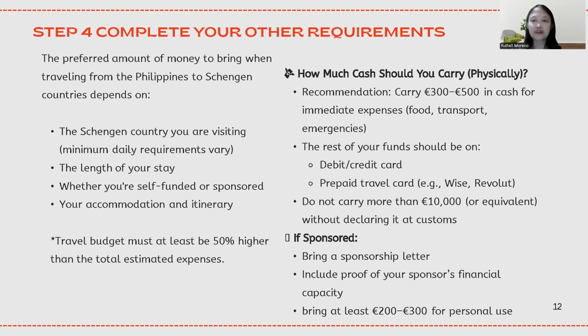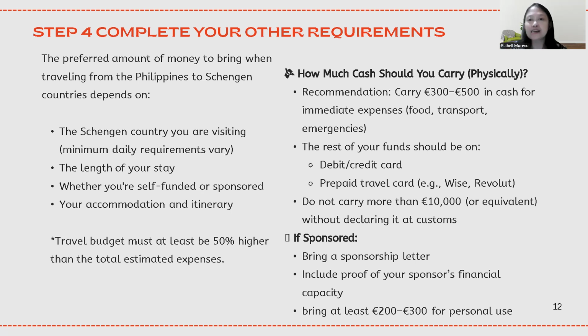So for my case, my travel budget was at least 50% higher than the total estimated expenses. So for example, as reflected in the itinerary and my cover letter, my total estimated expenses is 500,000. So I provided at least 750,000 to fully support my travel. So that is for me. You can also use that formula.